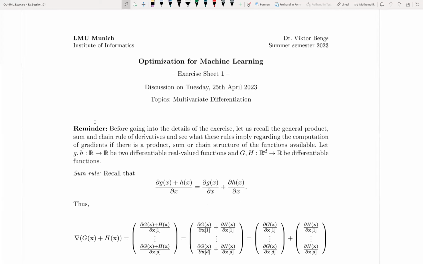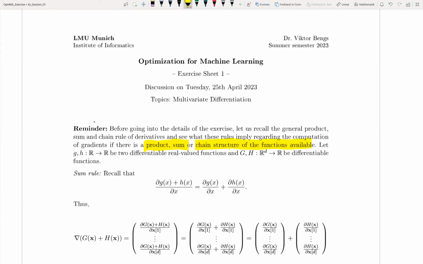What is a good thing to do before we start with the two exercises on the exercise sheet is to have a short reminder of perhaps the most relevant tools you use in the simple univariate differentiation world. The tools you use there are the product, sum, or chain rule, which depend on the structure of the functions.